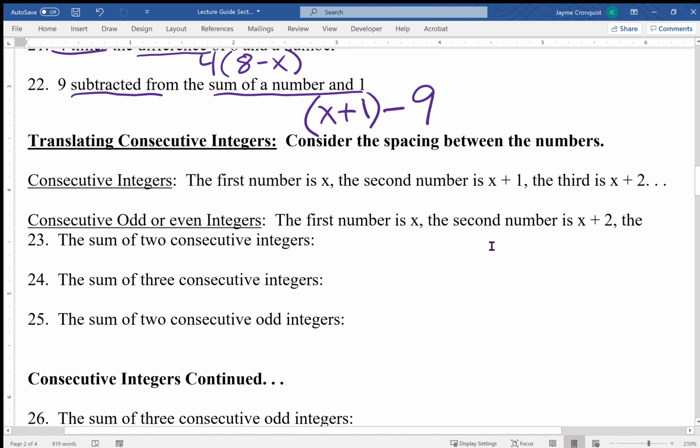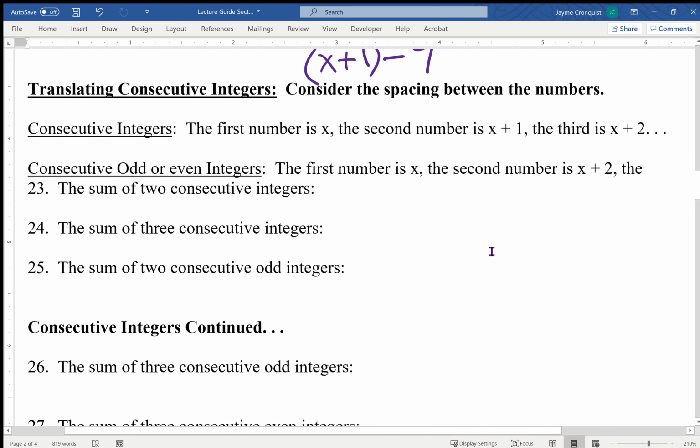Translating consecutive integers. Consecutive integers means 2 in a row, or integers that are directly following each other. So we'd have x, x plus 1, x plus 2. You could write them as x minus 1 and x minus 2. I hate negatives, so I would rather not do that. So I would stick to x plus 1 and x plus 2.